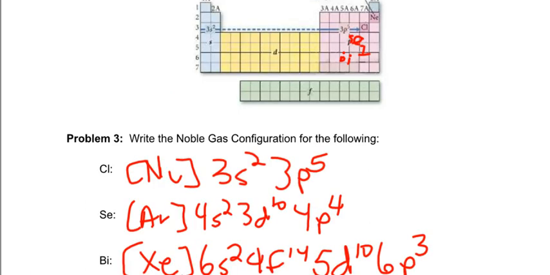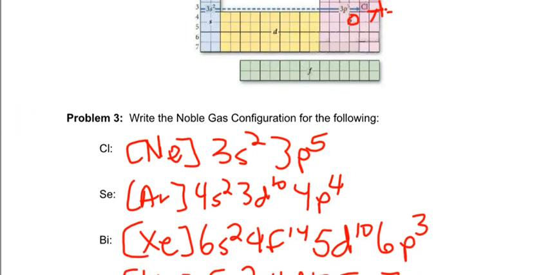All right, so here we go. I have the ones filled out here. Let me erase this real fast. There we go. So did I do chlorine with you? I don't remember. But anyway, it's neon. Yes, I did. 3s2, 3p5. Selenium. I found selenium. It is right here. So it is argon, which is this noble gas. All right, there's argon right next to chlorine. That's an Ar there. And so 4s2, 3d10, 4p4.